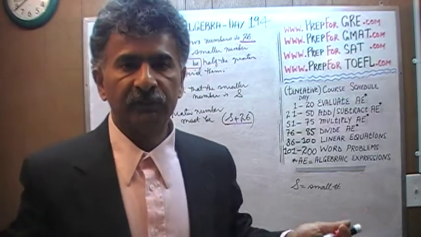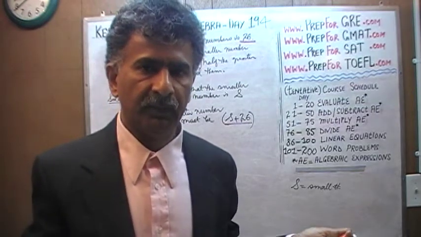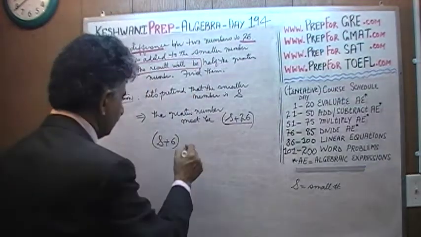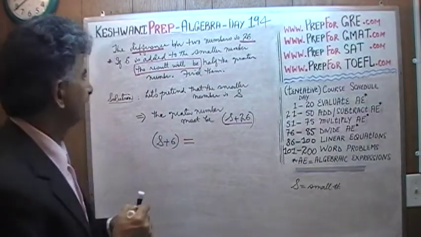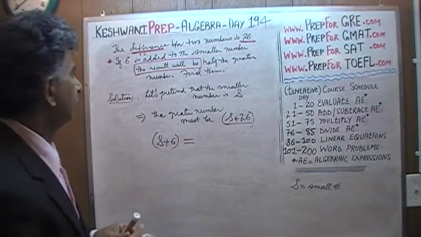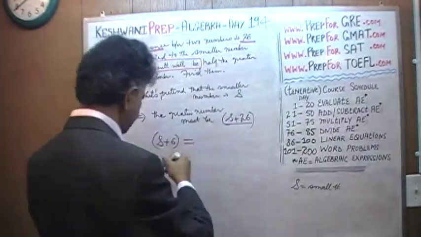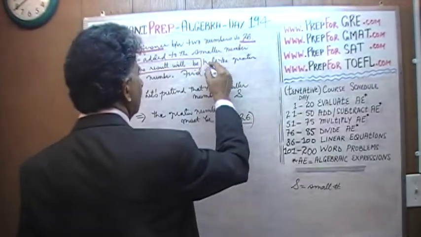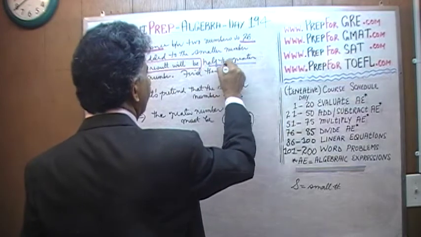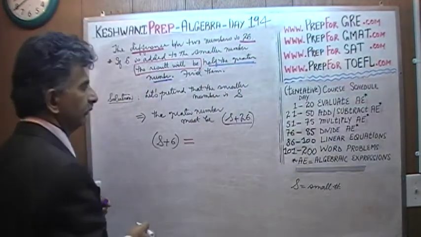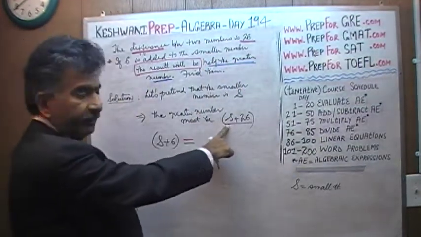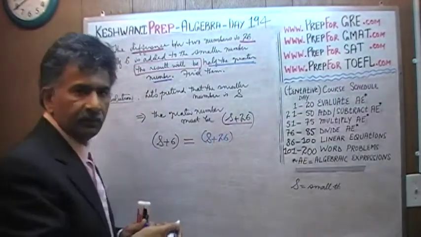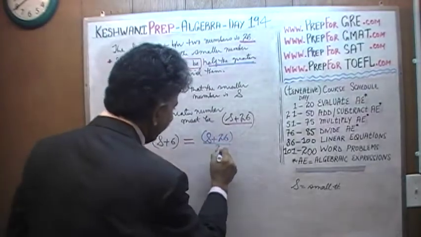All of those things are translated in the language of algebra, in the language of mathematics, as an equal sign. The result will be what? Very simple indeed. What will the result be? It will be half the greater number. Oh, this is the greater number. S plus 26 is the greater number. The result is going to be half of that.